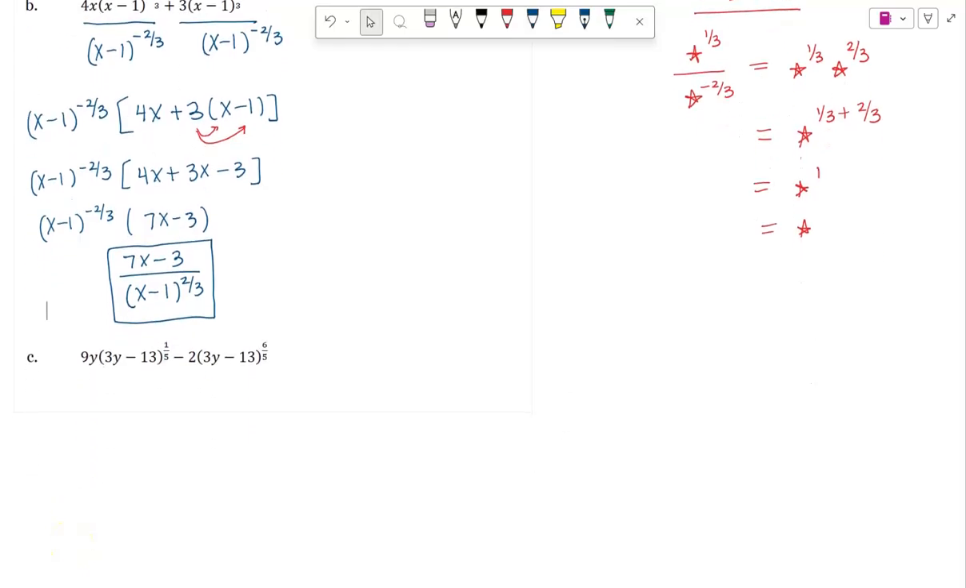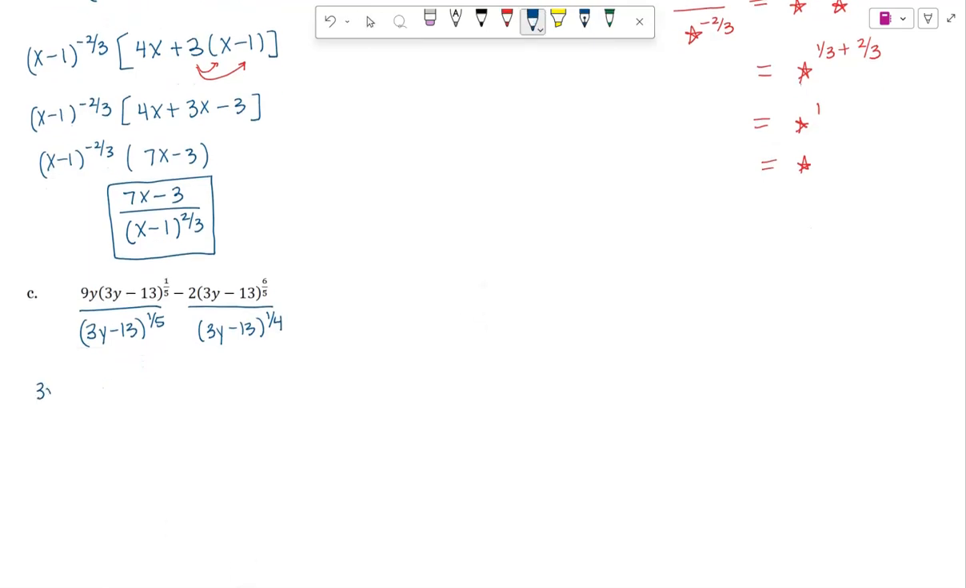All right, for this last example, I can see that I've got 3y minus 13 in both terms. The first one is raised to the 1/5 power, and the second is raised to the 6/5 power. So again, we'll divide by the lowest number, which is 1/5. So for both terms, we're going to be taking out a 3y minus 13 to the 1/5 power. And that's going to come out to the front.